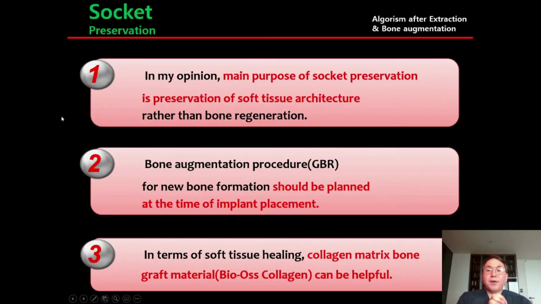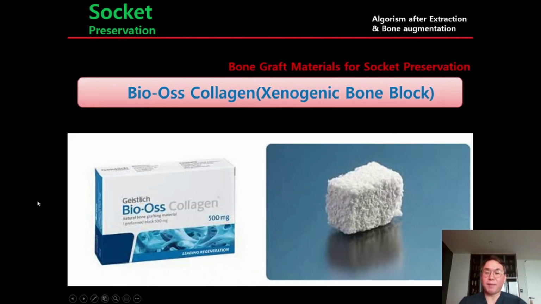But in my opinion, the main purpose of socket preservation is preservation of soft tissue architecture and volume, not new bone formation, new bone regeneration. So in terms of soft tissue healing, collagen matrix bone graft material, just like BIOS collagen, can be helpful. So previously, I used this particulated xenogenic bone and collagen plug. But nowadays, if you can use collagen matrix bone graft material, just like BIOS collagen, you can use this BIOS collagen for socket preservation. This is BIOS collagen. I'll show you one case.